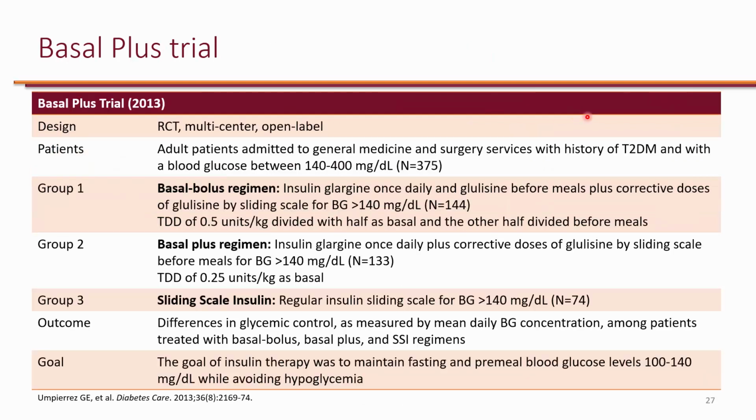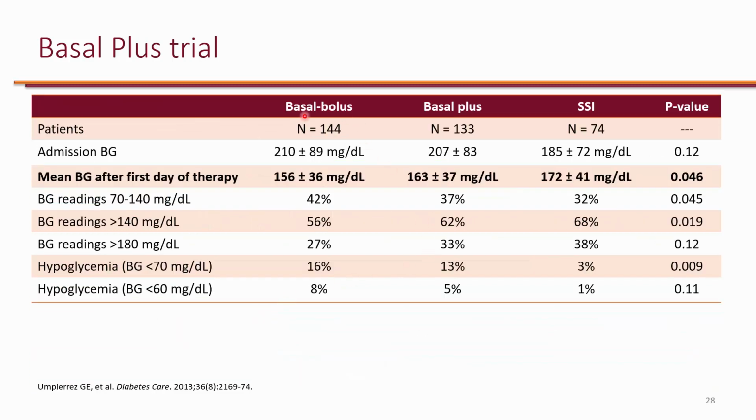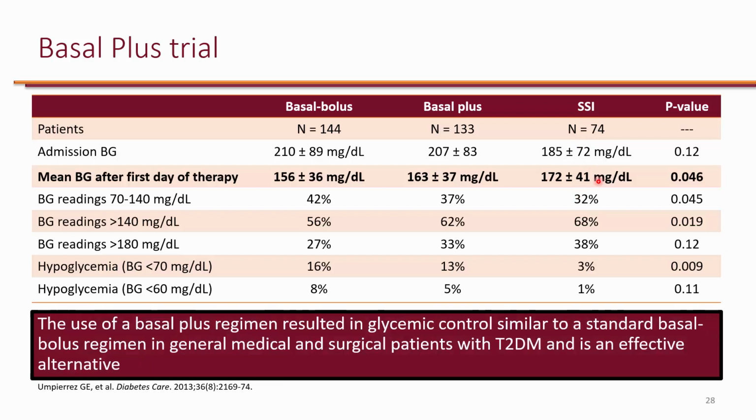And then in 2013, they did the Basal Plus trial that wanted to compare a basal bolus regimen, as described before, to patients just receiving basal insulin plus sliding scale, compared to a third group that only received sliding scale. And what they found was that the basal bolus regimen and basal plus regimen did much better than the sliding scale insulin alone. So the conclusion was that the use of a basal plus regimen resulted in glycemic control similar to a standard basal bolus regimen in general medical and surgical patients with type 2 diabetes, and is an effective alternative. And of course, basal plus means just the basal insulin plus the sliding scale, as opposed to giving basal and bolus doses before each meal.